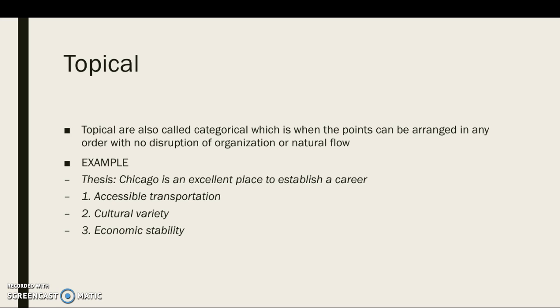So the example that the book gives is a really great example. The thesis statement of this speech was, Chicago is an excellent place to establish a career. The reasons for that were accessible transportation, cultural variety, and economic stability. So it doesn't really matter how you put those 3 points. They're still equally weighted and they still make the same amount of sense any way that you put them. So all of them have equal weight. They can go in any order. They're not chronological. They're not in any particular pattern. They're just kind of thrown in there, which some of you might be able to use topical on your speeches, but most of you will use chronological.